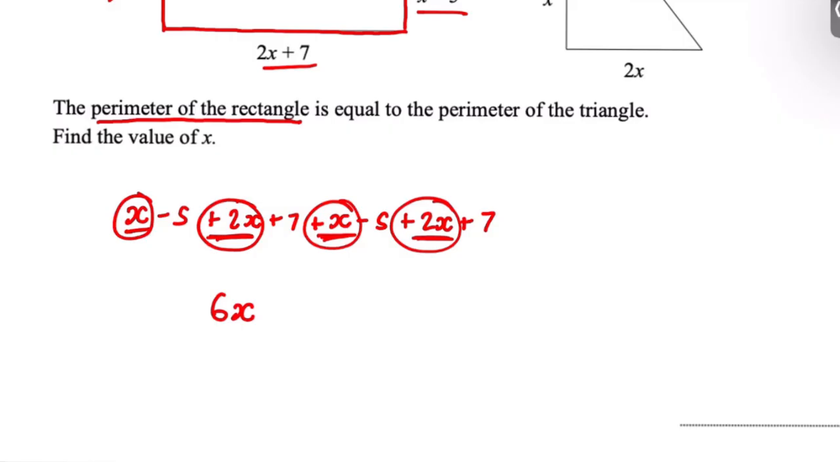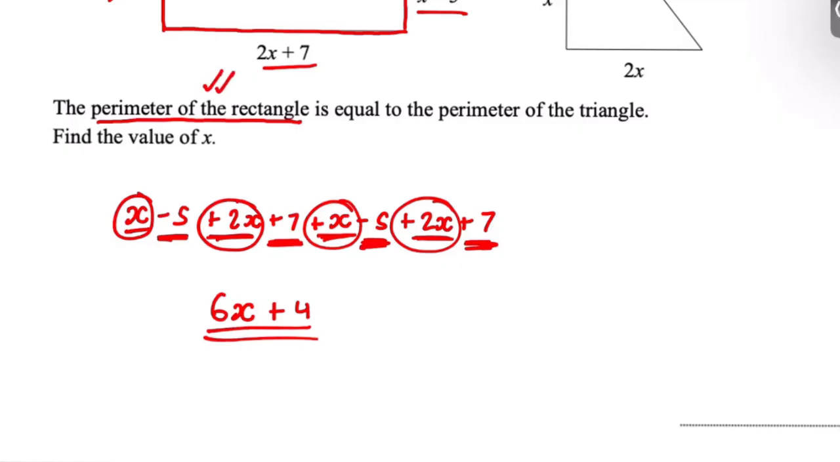Now let's add the numbers together. So we have minus 5 plus 7, minus 5 plus 7. So minus 5 plus 7 is going to get you 2. 2 minus 5 is going to get you minus 3. And then minus 3 plus 7 is going to get you 4. So we're going to have plus 4. So we have 6x plus 4, and this is the perimeter of the rectangle done.